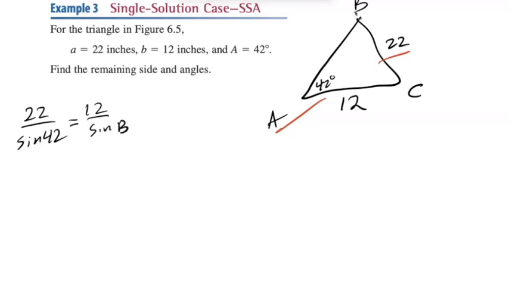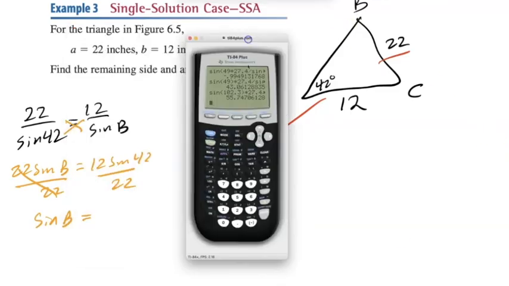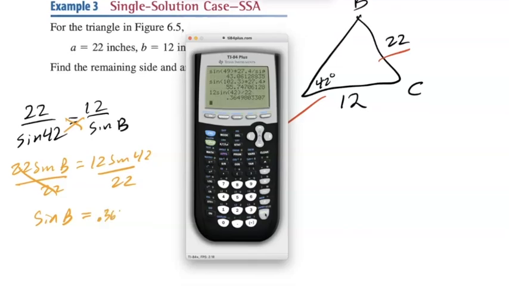So this one we cross multiply. 22 sine of B equals 12 sine of 42, divided by 22 for sine of B. We're going to put that all into our calculators. This time I will show you because it's a brand new operation. We're going to do 12 sine of 42. Don't forget to close parentheses, divided by 22. And we get 0.36498. Now I want angle B, not sine of angle B.